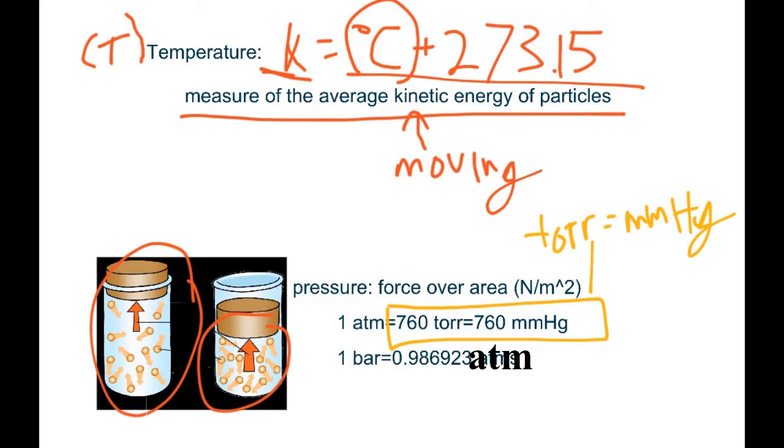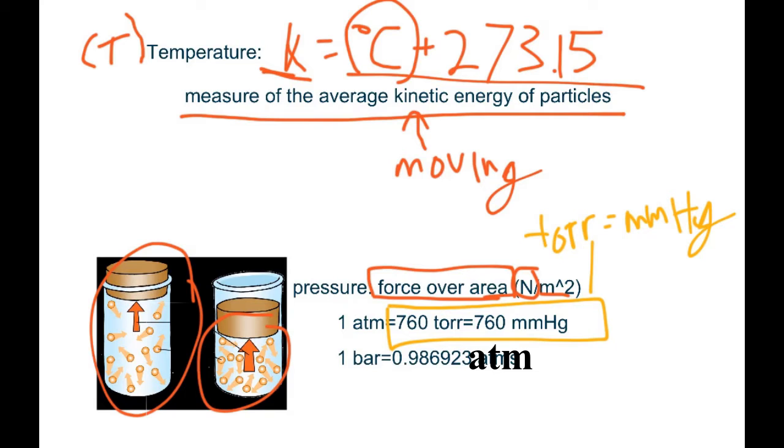Now let's talk about pressure. Pressure is the amount of force over a certain area, the force indicated by newtons and the area indicated by square meters. You don't actually have to know this for chemistry, but it's nice to know that pressure is just another way of saying force over a certain area. In chemistry, we measure pressure in many different ways.